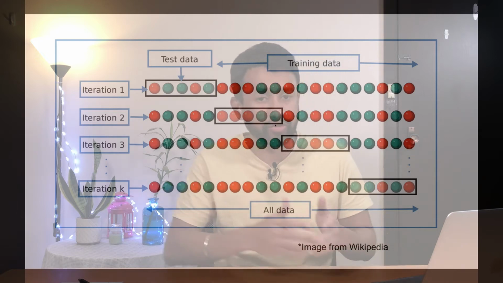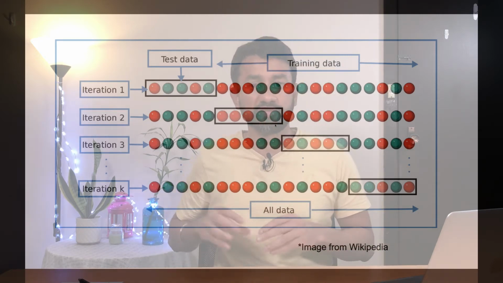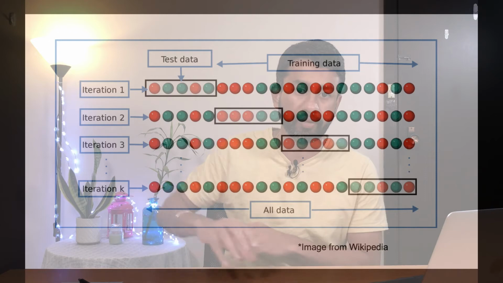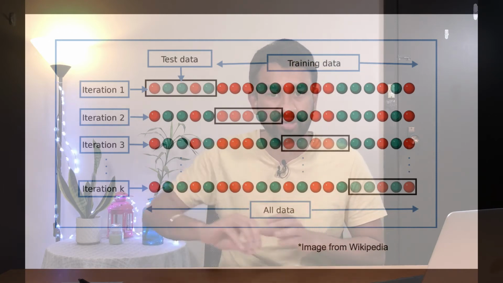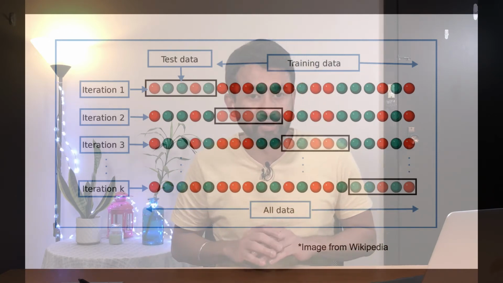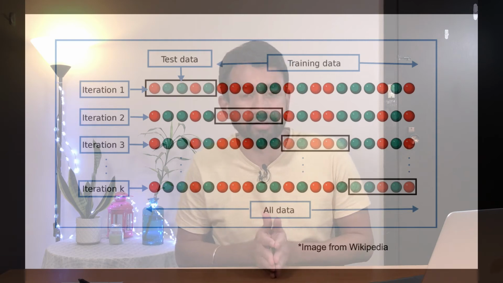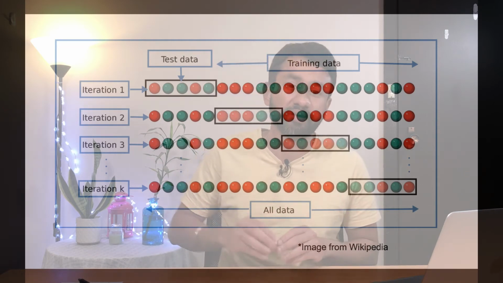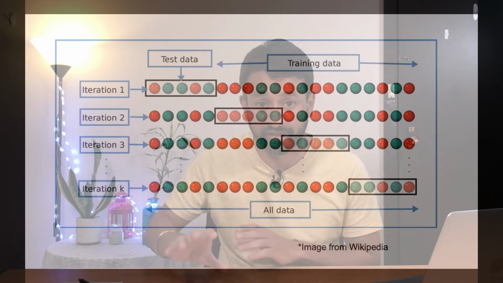For each of these iterations, we are setting aside one group. We are just picking up a small group, setting it aside, and we are going to train the model on the remaining data set, and test it on the test data set that we have set aside.